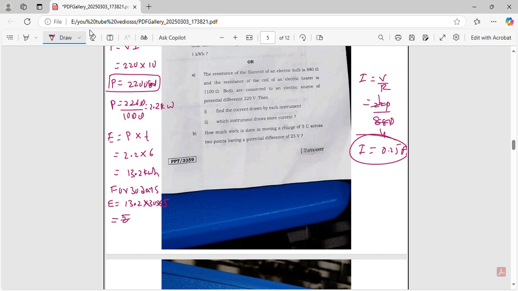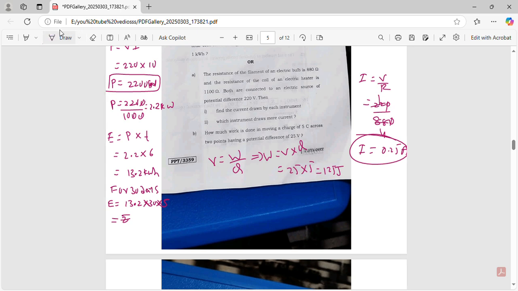How much work is done in moving a charge of 5 coulomb between 2 points having a potential difference of 25? What is the formula? V is equal to W by Q. So W is equal to V into Q. V is 25 into 5. Answer is 125 joule of energy required. Hope you guys understood. Easy it was.